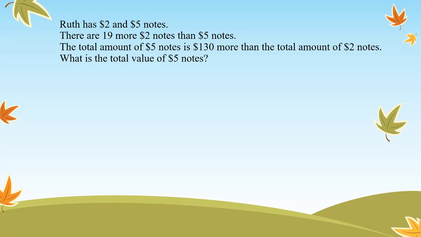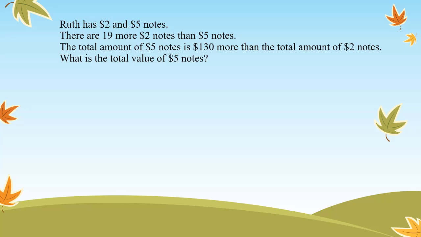Ruth has $2 and $5 notes. There are 19 more $2 notes than $5 notes. The total amount of $5 notes is $130 more than the total amount of $2 notes. What is the total value of $5 notes?